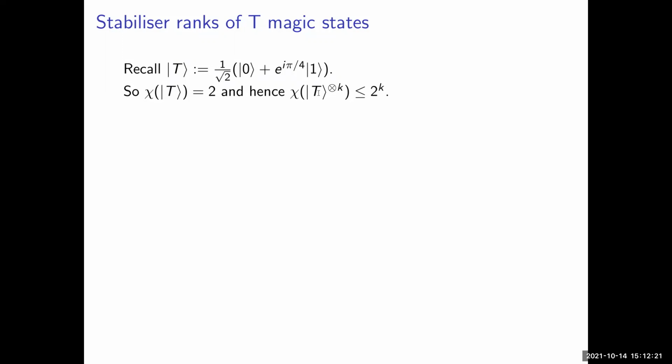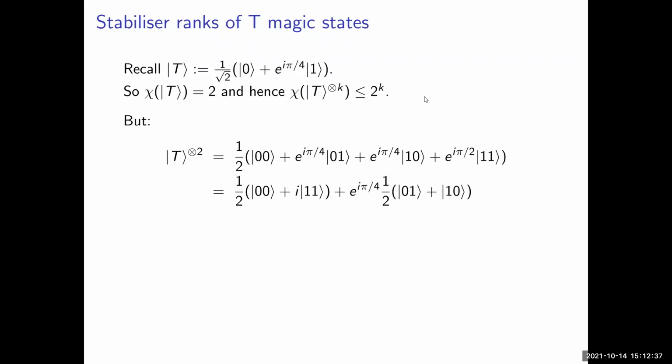And that means if you have k of these things, you just decompose each of them in turn, and that gives you 2 to the k terms. So we know the minimal stabilizer rank of T to the k is at most 2 to the k. Okay, but you can actually do better. For instance, if we have 2 copies of a T magic state, then we get these 4 terms. So naively, we would have a stabilizer rank of 4, because each of these 4 states is a stabilizer state.